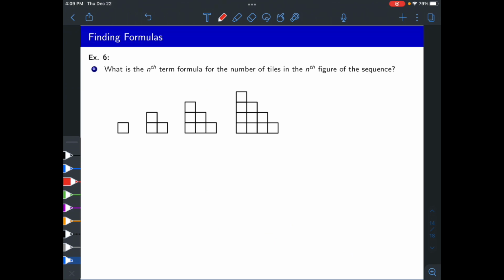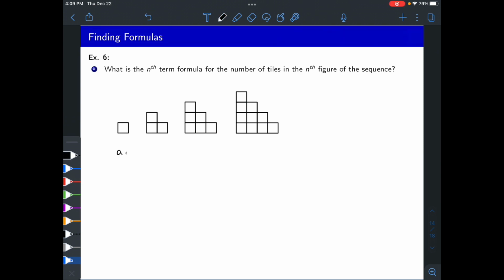Here's a similar one. What is the nth term formula for the number of tiles in the nth figure of the following sequence? So here we have just a square, and then the square turns into almost like a triangle. And the triangle just gets bigger and bigger and bigger.